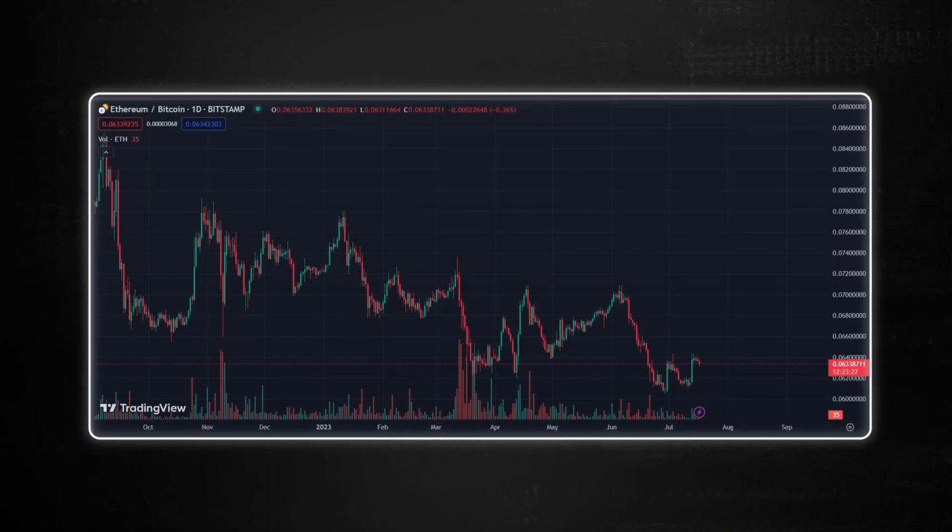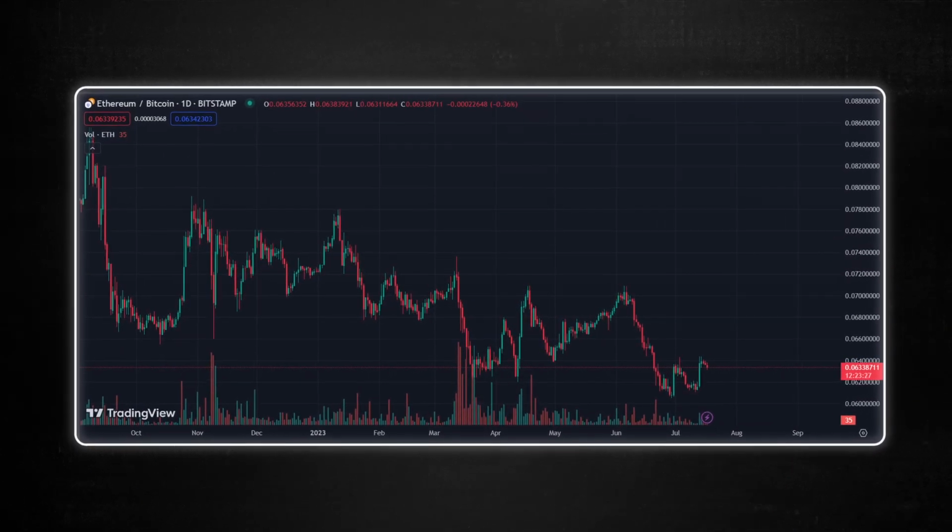Same goes for ETH and BTC. We know that the ratio of these assets trade in familiar patterns. So why not set buy and sell ranges to take advantage of their volatility and accumulate both tokens along the way?